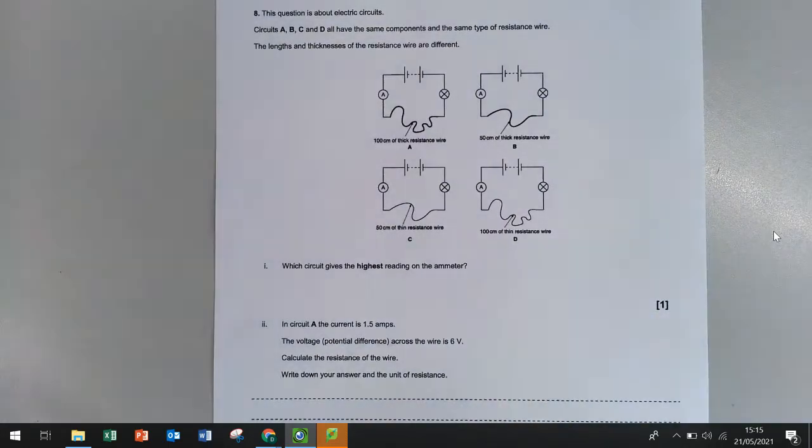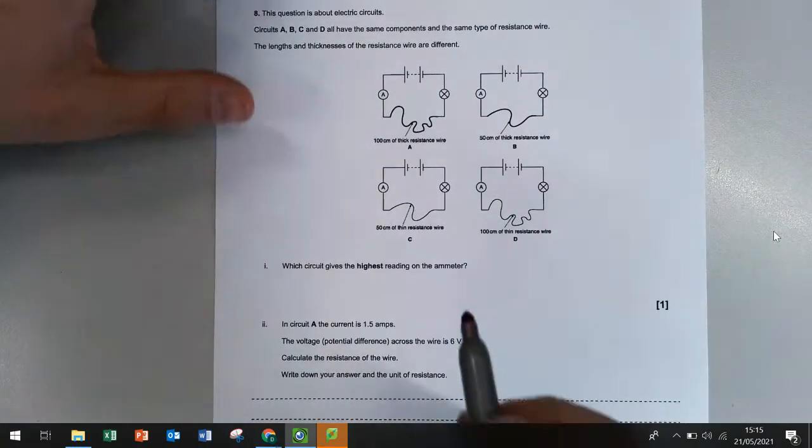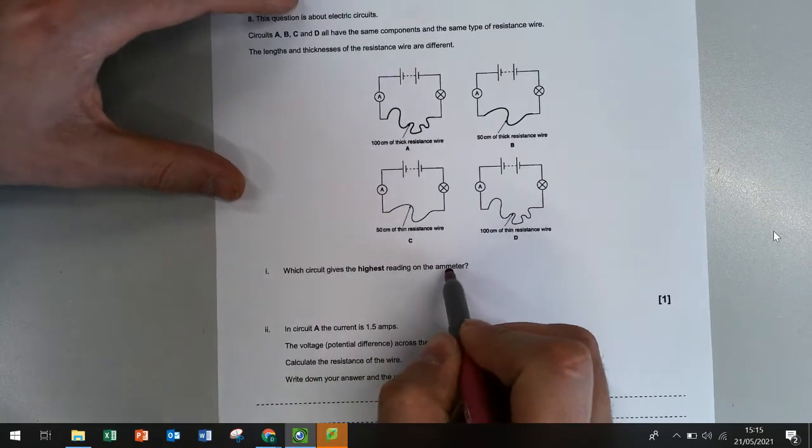In this video, we're going to complete a question on the resistance of a wire. Pause the video now and try both parts of this question. Which circuit gives the highest reading on the ammeter?